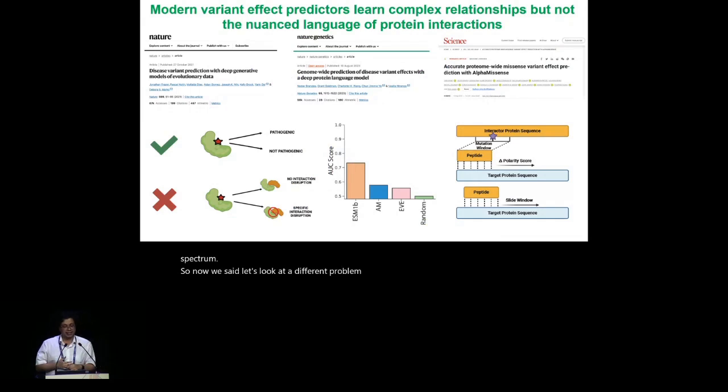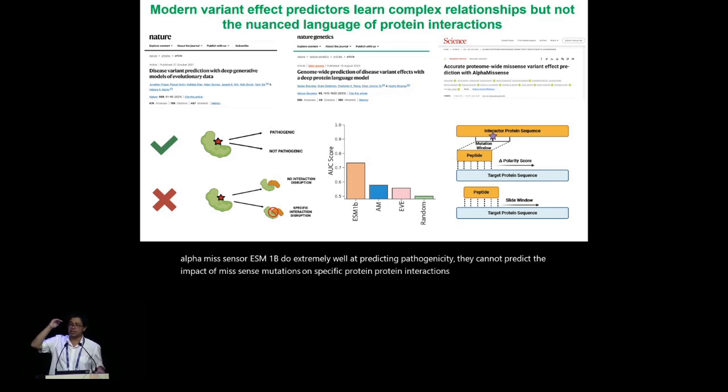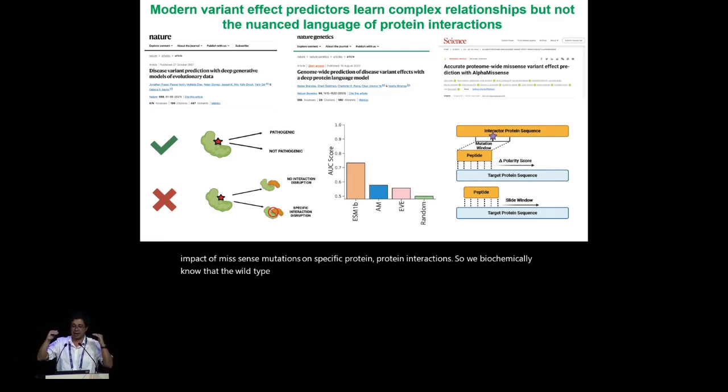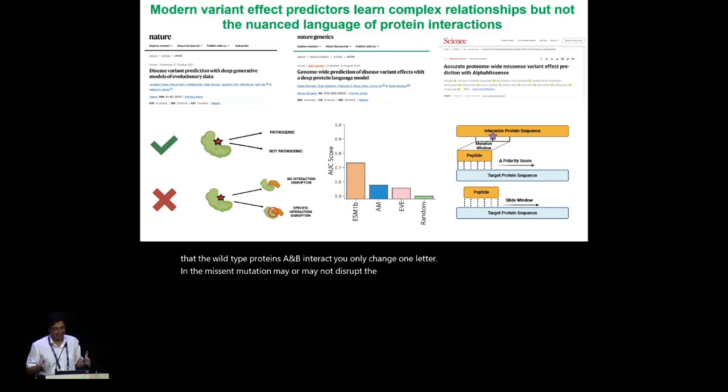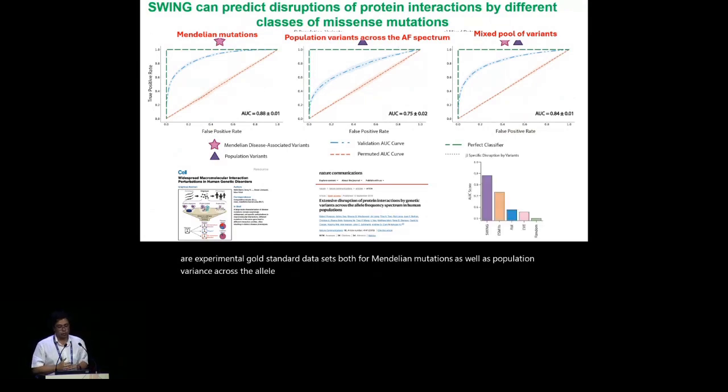And while modern variant effect predictors like AlphaMissense or ESM1b do extremely well at predicting pathogenicity, they cannot predict the impact of missense mutations on specific protein-protein interactions. So we biochemically know that the wild-type proteins A and B interact. You only change one letter in A. The missense mutation may or may not disrupt the interaction. Can we predict this? And there are experimental gold standard data sets, both for Mendelian mutations as well as population variants across the allele frequency spectrum. And we do much better compared to state-of-the-art methods, including ESM1b, AlphaMissense, and EVE.